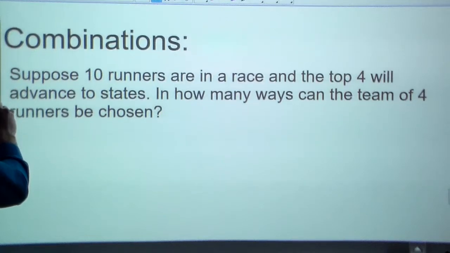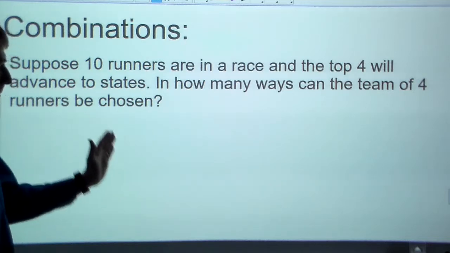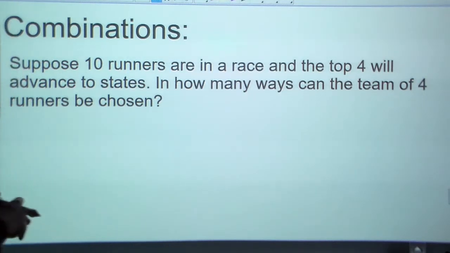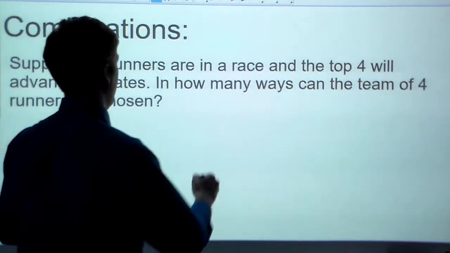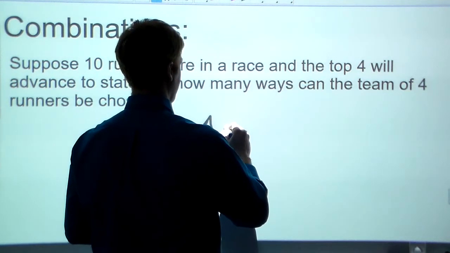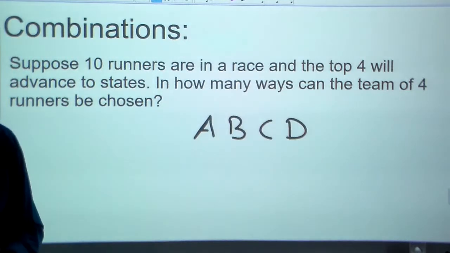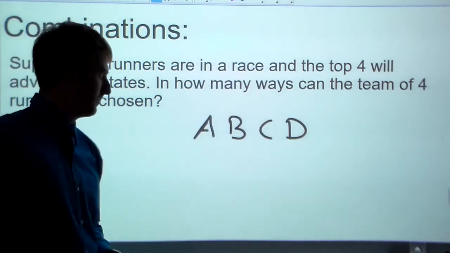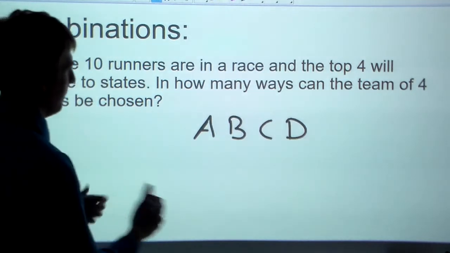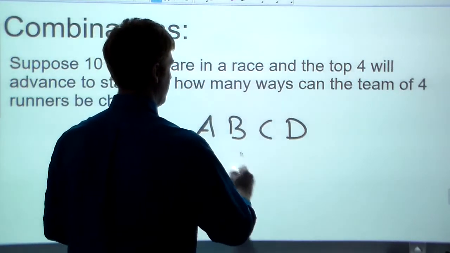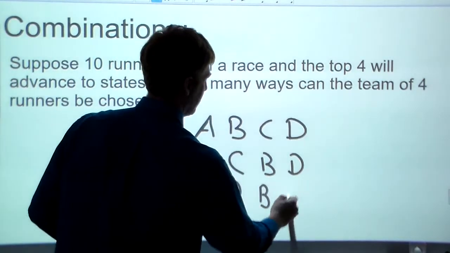So let's think about kind of how this might go down. We already know that the permutation was 10 times 9 times 8 times 7. So we need to divide out our repeats here. And let's just say that one possible way, and I'm just going to say A, B, C, D, let's say one possible way 4 people finished was that arrangement. Let's just say that's their initials. Somebody's name starts with A, B, C, and D. Well, if order doesn't matter, then A, C, B, D would be the same team, and A, D, B, C would be the same team.